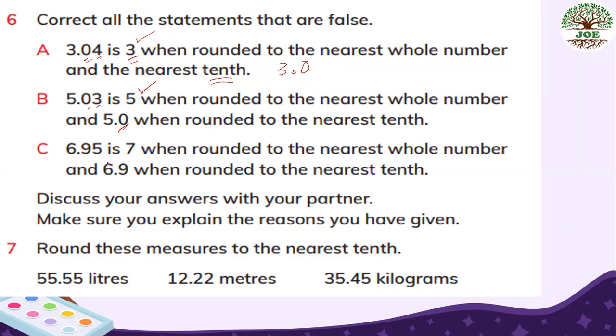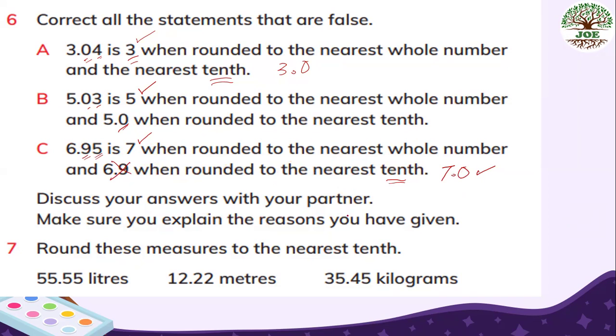And part C, 6.95 is 7 when rounded to the nearest whole number. So the tenth is 9, so 6 rounds up to 7. Okay, this is correct. And 6.9 when rounded to the nearest tenth. The hundredth is 5, so 9 rounds up to 10 and 6 becomes 7. So this number must be 7.0. 6.9 is incorrect. It must be 7.0.